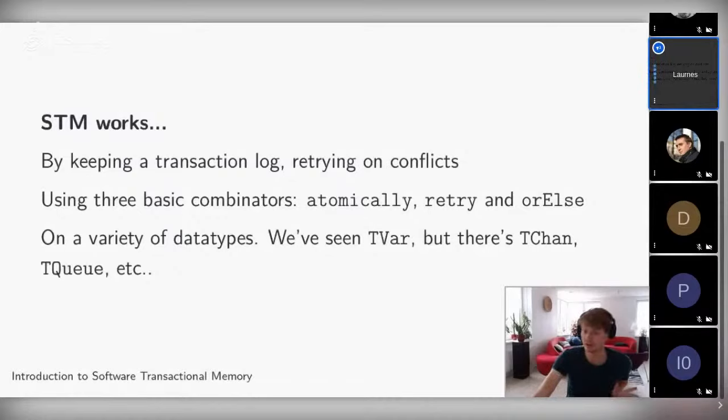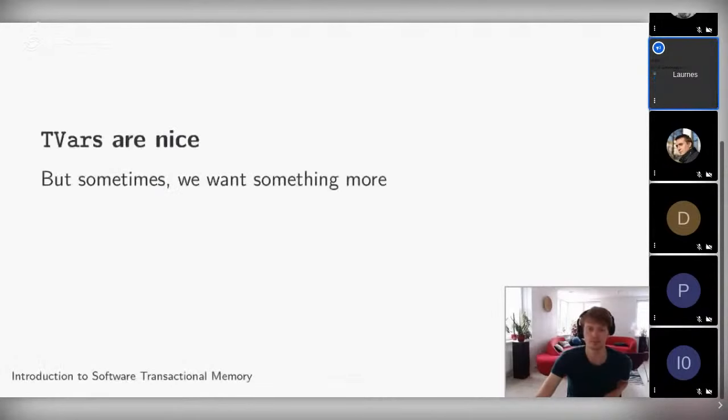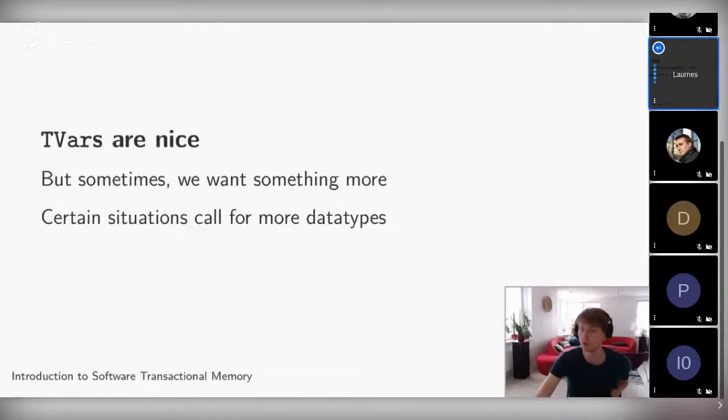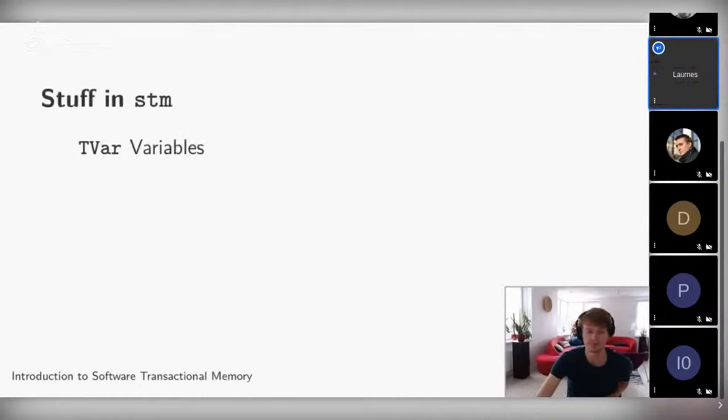So I've discussed transactional variables, right? But you might want to do more than just store individual values. So it's what the slide says. TVars are nice, but sometimes we want something more, because more data types give you more possibilities. That's always nice. And there is this STM package, which is written in Haskell itself. It provides a bunch of data types, and they're all built on top of these TVars. So that's what the rest of my slide deck is about: how you can make fancier data types out of TVars.